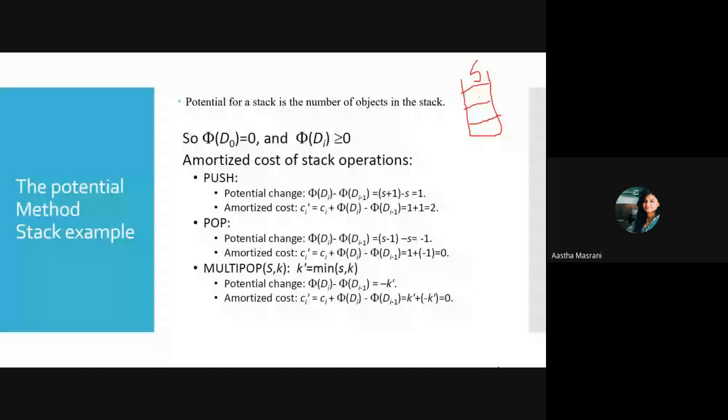We cannot take the amortized cost in the minus form. So rather than minus 1, it would be 0. The actual cost is 1, and 1 minus 1 is equal to 0. So therefore, the amortized cost of the pop operation is 0. Okay. Is there any doubt in the pop operation?